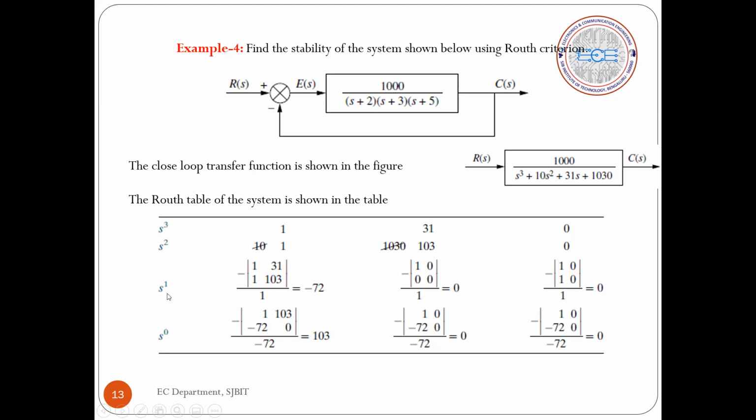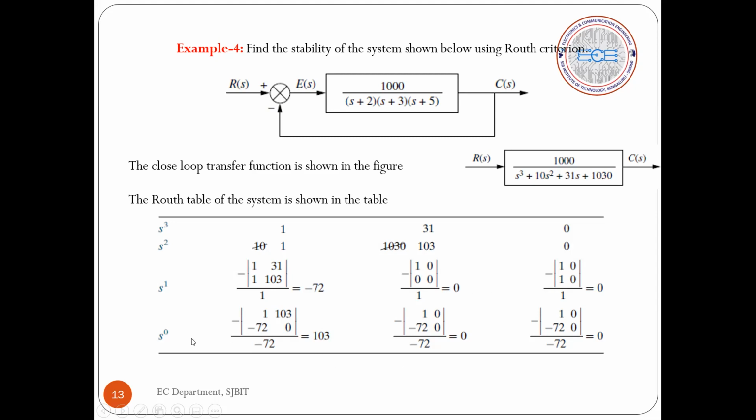The third row is S power 1. We take the powers in decreasing order. This is a third degree equation, so you will have 4 rows here. S power 1, first element: how can we find it? It is the determinant of the first and second column, that is 1, 1, 31, 103, with a negative sign, divided by the second row's first element, that is 1. This leads to minus 72. Similarly, I can compute the next one using the first column and the last column. Since the last column is 0, this term vanishes, that is 0.